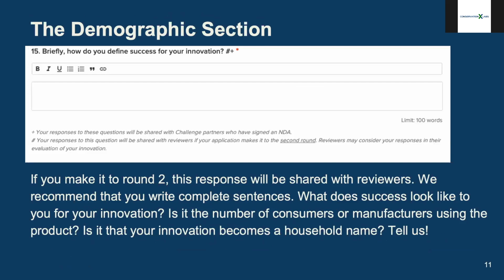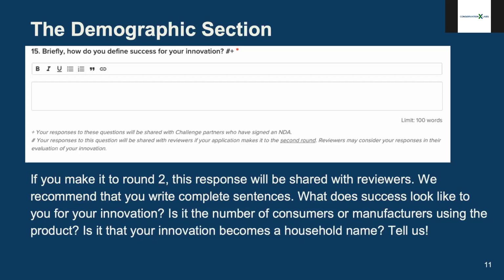So on question 15 here, if you make it to round 2, this response will be shared with the reviewers. Briefly, how do you define success for your innovation? This is going to differ for all of you, but we're really curious about what success looks like for you or your innovation, for your team or for your innovation.